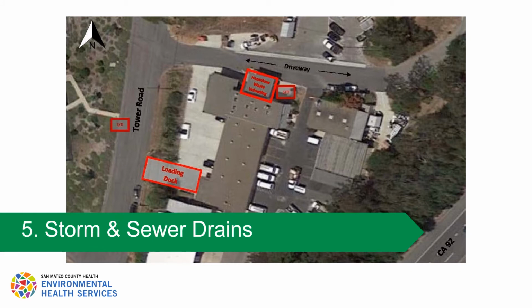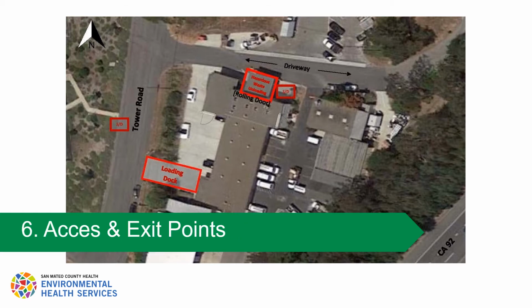All storm or sewer drains in your facility, on the property, including in the parking lot, and on the street nearby, need to be identified. Make sure all access and exit points, including rolling doors and emergency exits, are labeled.